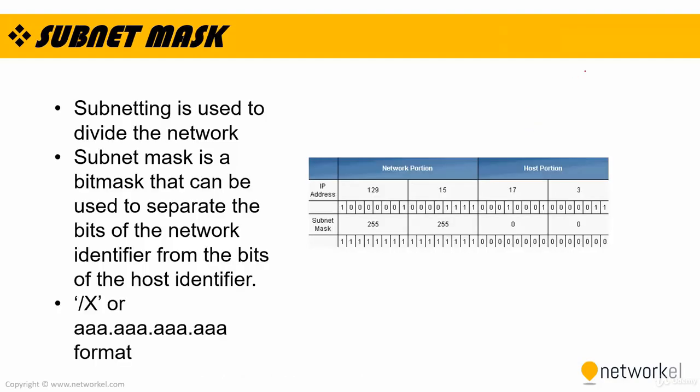Alright, let's take a look at the subnet mask now. Subnetting is used to divide the network, and a subnet mask is a bit mask that can be used to separate the bits of the network identifier from the bits of the host identifier. We should use serial ones to represent the subnet mask, and we have some exact values that we can use when we represent the subnet mask. I'm going to show you that. We can represent a subnet mask in a /x format or in a format like an IP address. I'm going to show you that now.